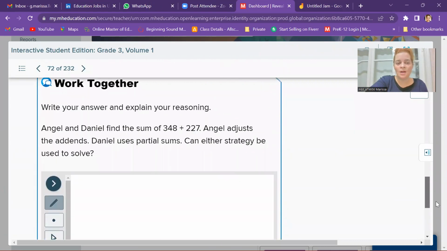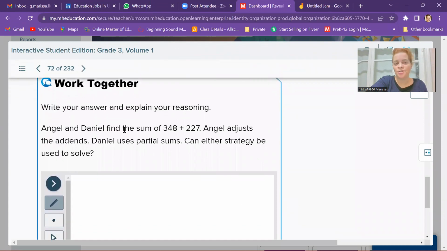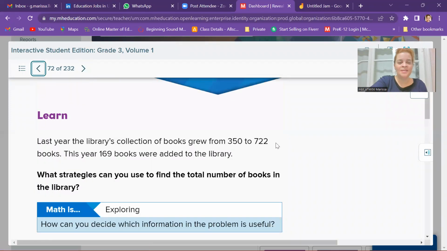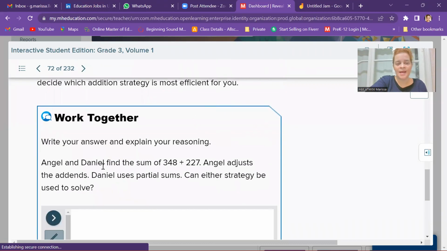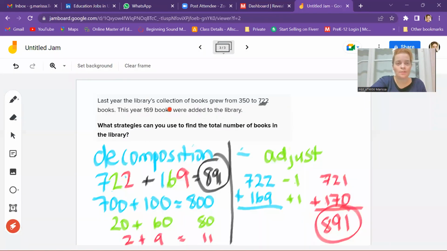So your part that you're going to have to do is explain if Angel and Daniel found the sum and how did they find the sum. What were two strategies that they used? All right. It says, Angel and Daniel find the sum of 348 plus 227. Angel adjusts the addends and Daniel uses partial sums. Can either strategy be used to solve? And yes, it can, because we just did it on Miss Marissa's Jamboard.